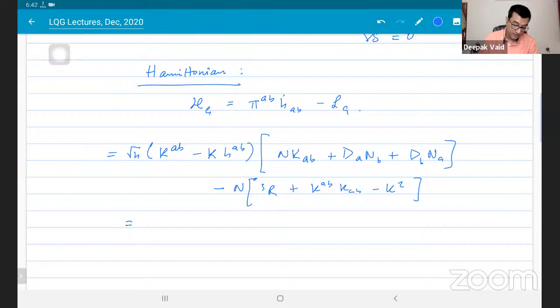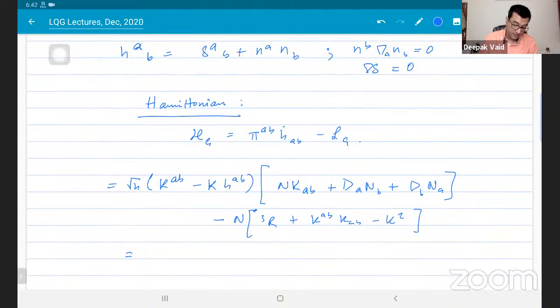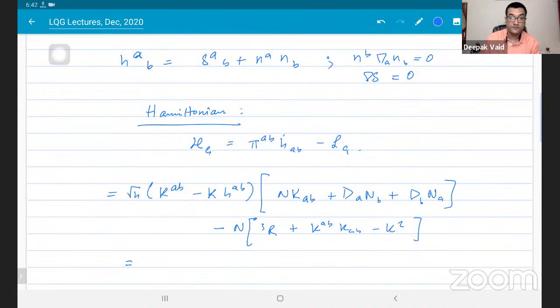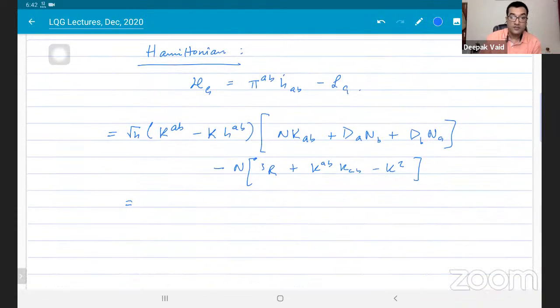And then you will have to get those terms, you have to do an integration by parts. So when you do all this, what you finally find is that your Hamiltonian becomes a sum of three different terms. So again, I'll just write down what those terms are.